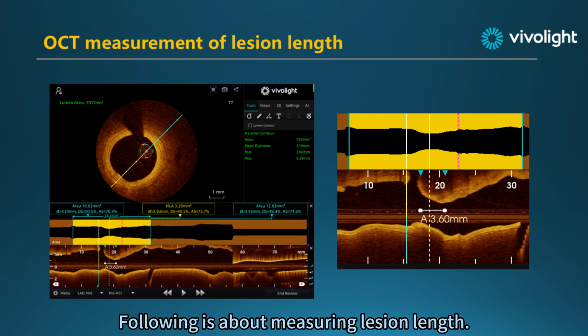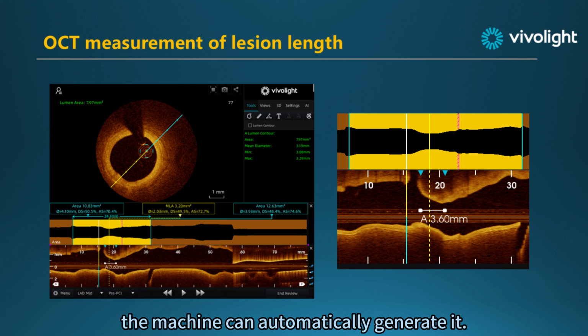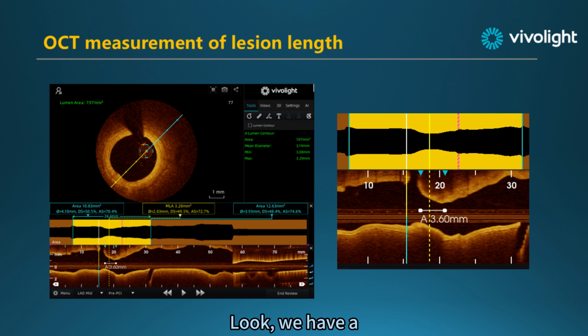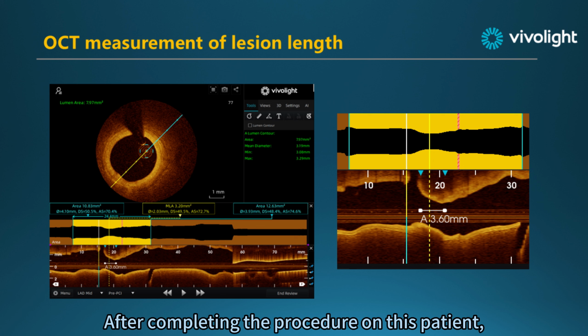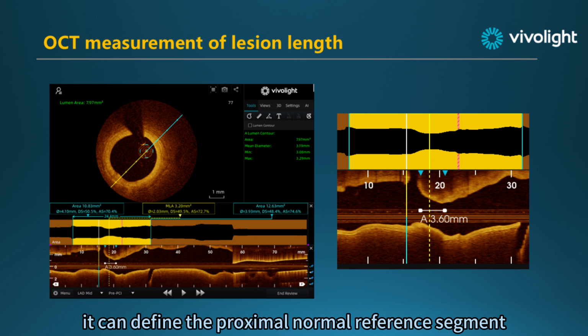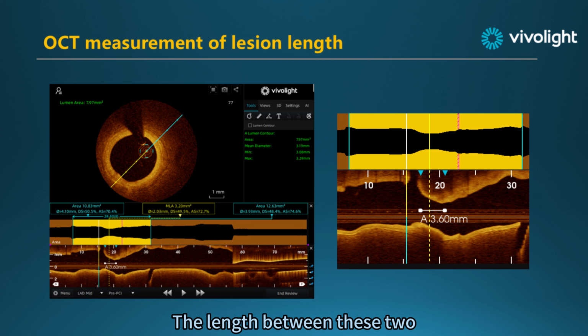Following is about measuring lesion length. For lesion length measurement, generally speaking, the machine can automatically generate it. Look, we have a lesion in the left anterior descending artery. After completing the procedure on this patient, it can define the proximal normal reference segment and the distal relatively normal reference segment. The length between these two is defined as the lesion length.